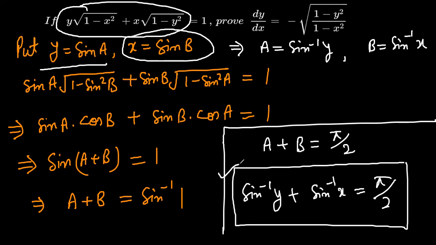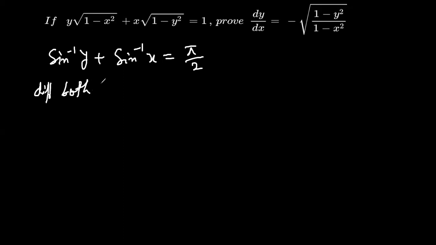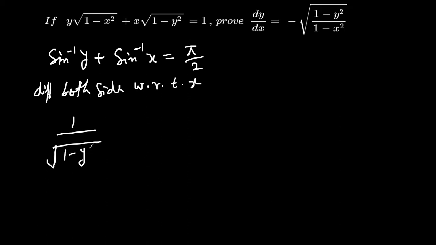This equation is also in the form of x and y. So we will take this instead and differentiate. We can write it: sine inverse of y plus sine inverse of x is equal to pi by 2. This means now differentiating both sides with respect to x. Derivative of sine inverse y would be 1 over square root of 1 minus y square.